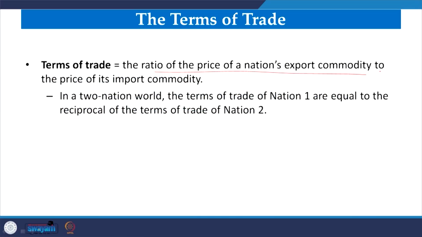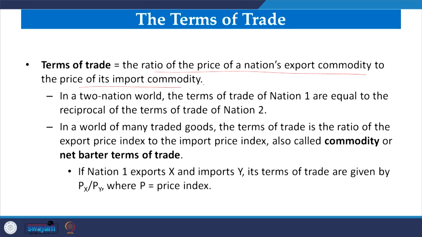So, once again, what are the terms of trade? Terms of trade is simply an index of export prices to import prices, multiplied by 100. It is the ratio of the prices of a nation's export commodity to the prices of its import commodities. In a two-nation world, the terms of trade of nation 1 are equal to the reciprocal terms of trade of nation 2. But in reality there are not just two nations; there are so many nations whose terms of trade we explain simultaneously.